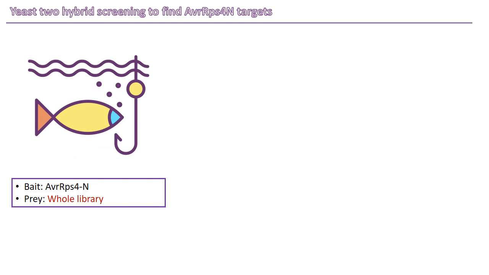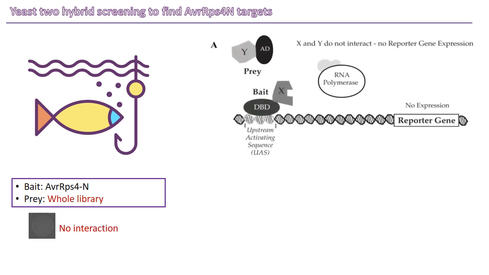The next method I apply to my study is the yeast two-hybrid screening to find effector targets. You can imagine this is like fishing. If you use the bait, you can catch the prey. So in my case, I use my effector as a bait, and I can find some interactor proteins from the whole library. So this experiment is based on the yeast system.